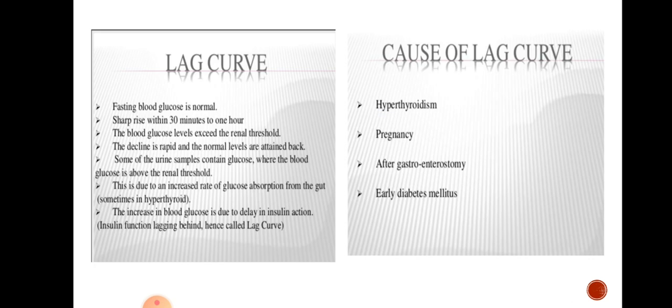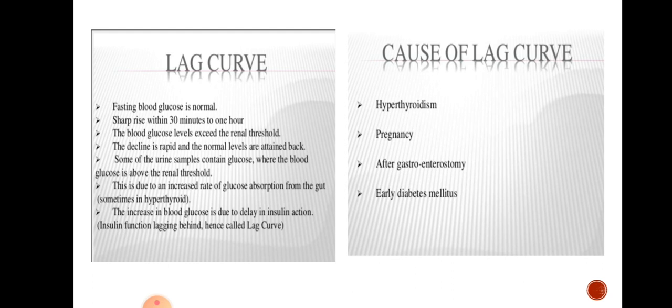Lag curve. Fasting blood glucose is normal. There is a sharp rise within 30 minutes to 1 hour, and the blood glucose level exceeds the renal threshold. The decline is rapid and the normal values are attained back. Some of the urine samples contain glucose where the blood glucose is above the renal threshold. This is due to an increased rate of glucose absorption from the gut, sometimes in hyperthyroid.